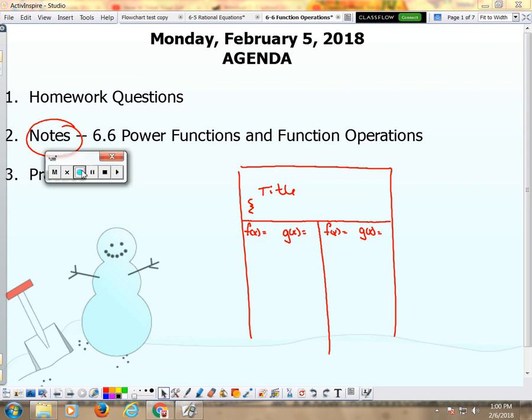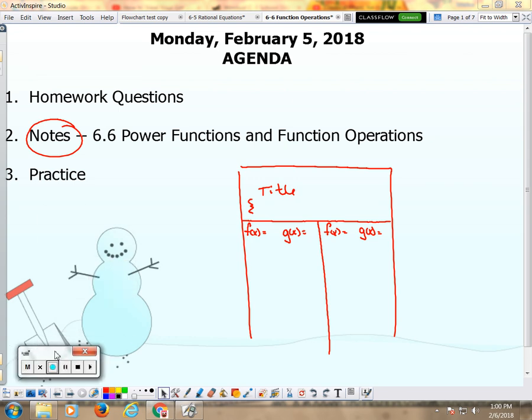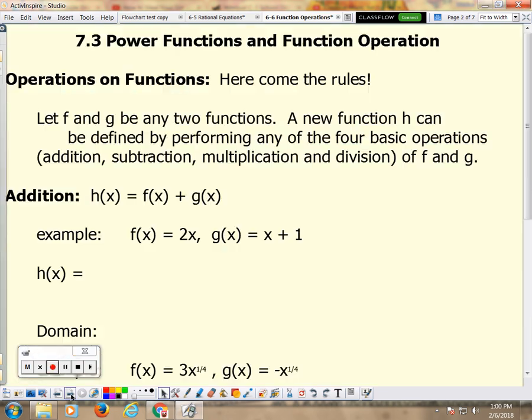All right, let's talk about function operations today. We're going to talk about functions, and we've done functions. We've talked about f of x and g of x's and how that's just a fancy y. So now we're going to talk about putting functions together. So let's just go ahead and do that. All right, so operations on functions.